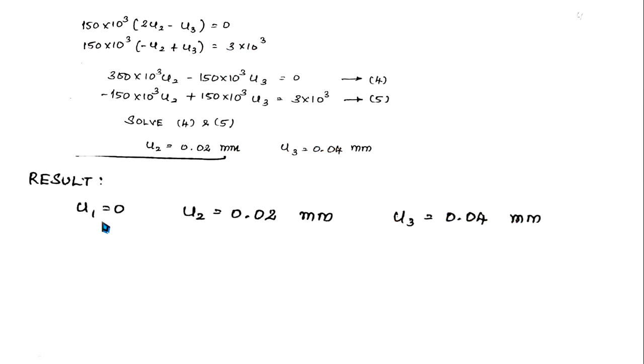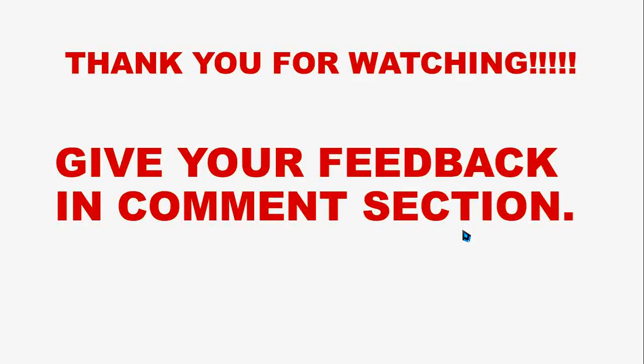So now your end result will be u1, u2, u3. Elongation at point 1 is 0 because node 1 is completely fixed. u2 is 0.02 mm, u3 is 0.04. This is the simplest problem which you have to understand. Once you are clear with this concept, in the next problem we will solve a complex problem. In the coming videos we'll solve complex problems.